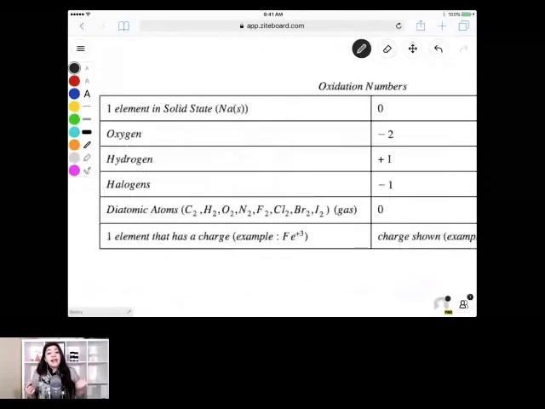Right off the bat, anything that's one individual element in its solid state has an oxidation number of 0. So I don't want you to think that, let's say if we had something like this and it's in its solid state, boom, it's 0. No, because it's a compound. It's not one individual element. It's a compound, right? There's 2 elements within that. So that's why that would not be one of the cases.